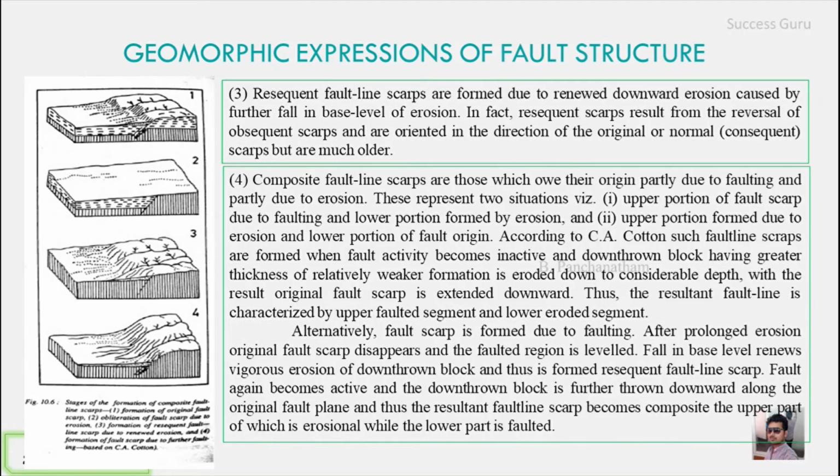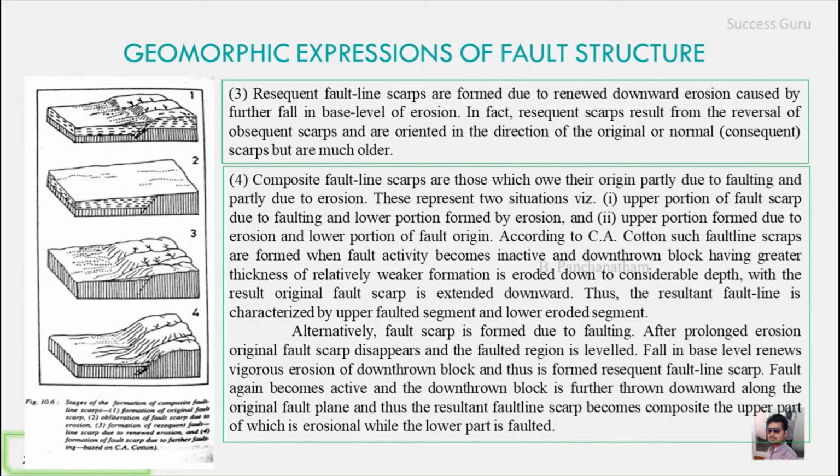So according to C.A. Cotton, such fault scarps are formed when the fault activity becomes inactive and the downthrown block, having greater thickness of relatively weaker formation, is eroded down to a considerable depth, with the resulting original fault scarp extended downward, and thus the resultant fault line is characterized by an upper faulted segment and a lower eroded segment.